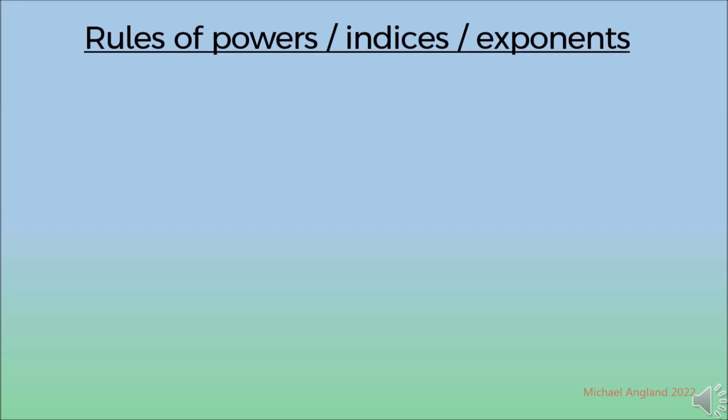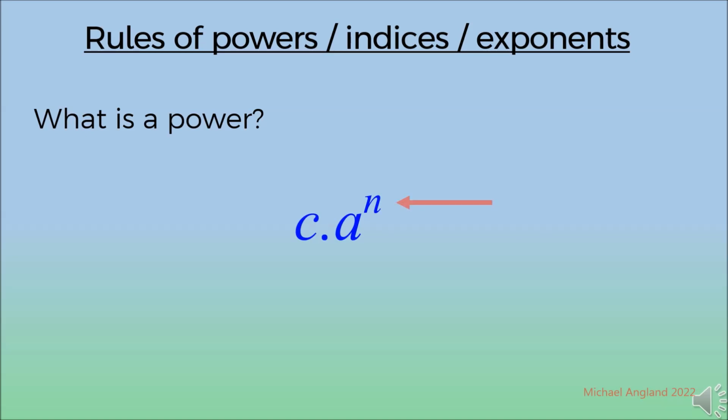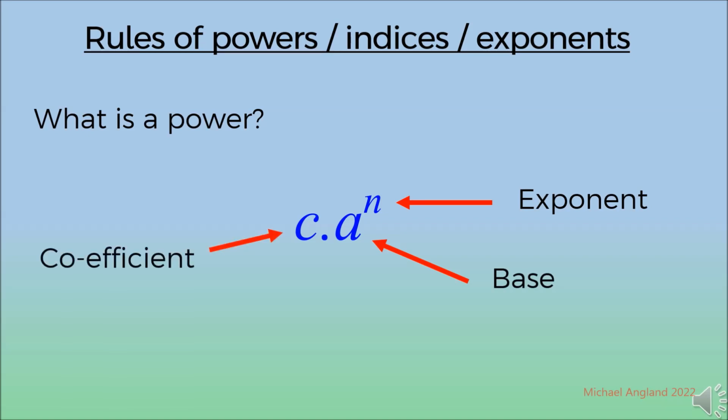Rules of powers, indices, exponents. What is a power? Look at this expression, c times a to the power of n. That superscript n is the power, the index, or the exponent. The a is the base, and the c, multiplying that, is the coefficient.